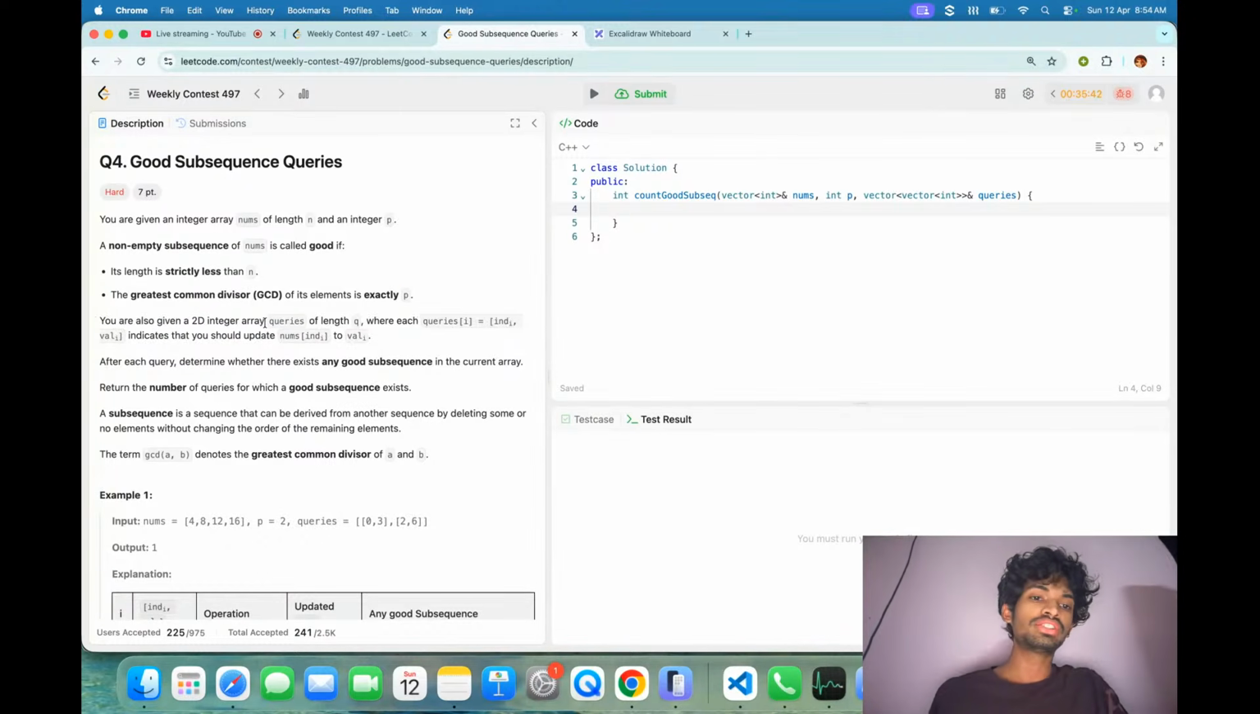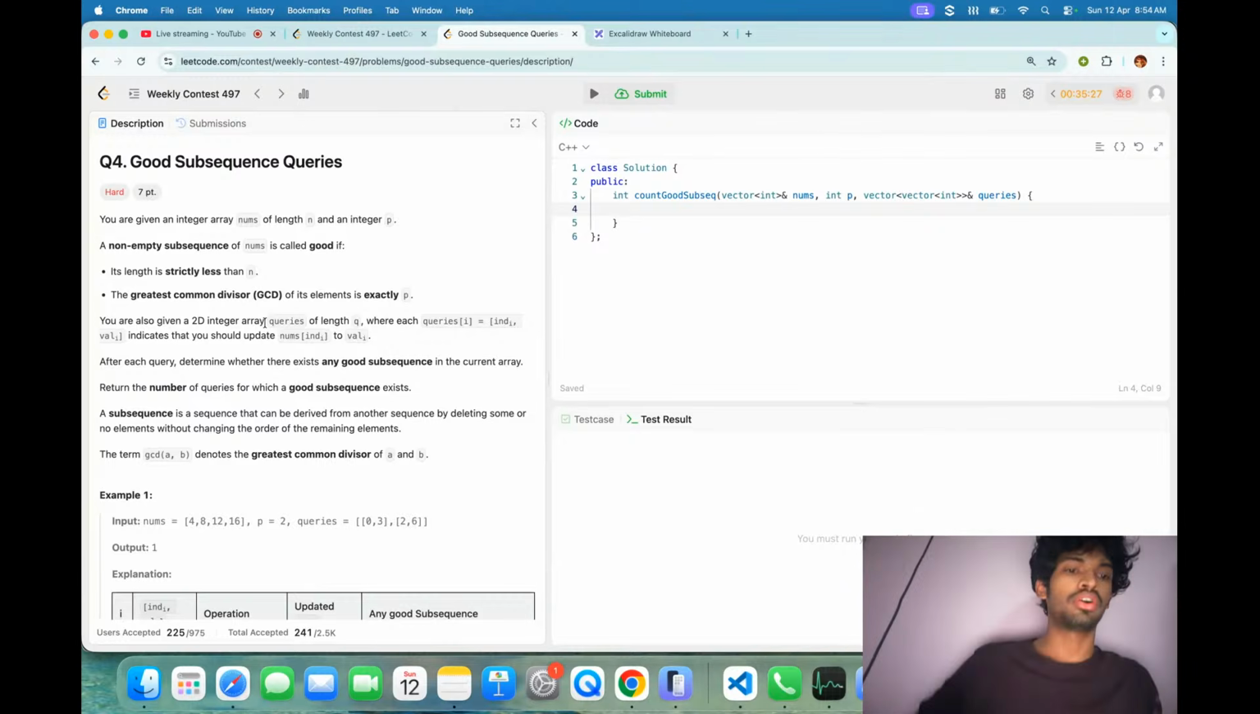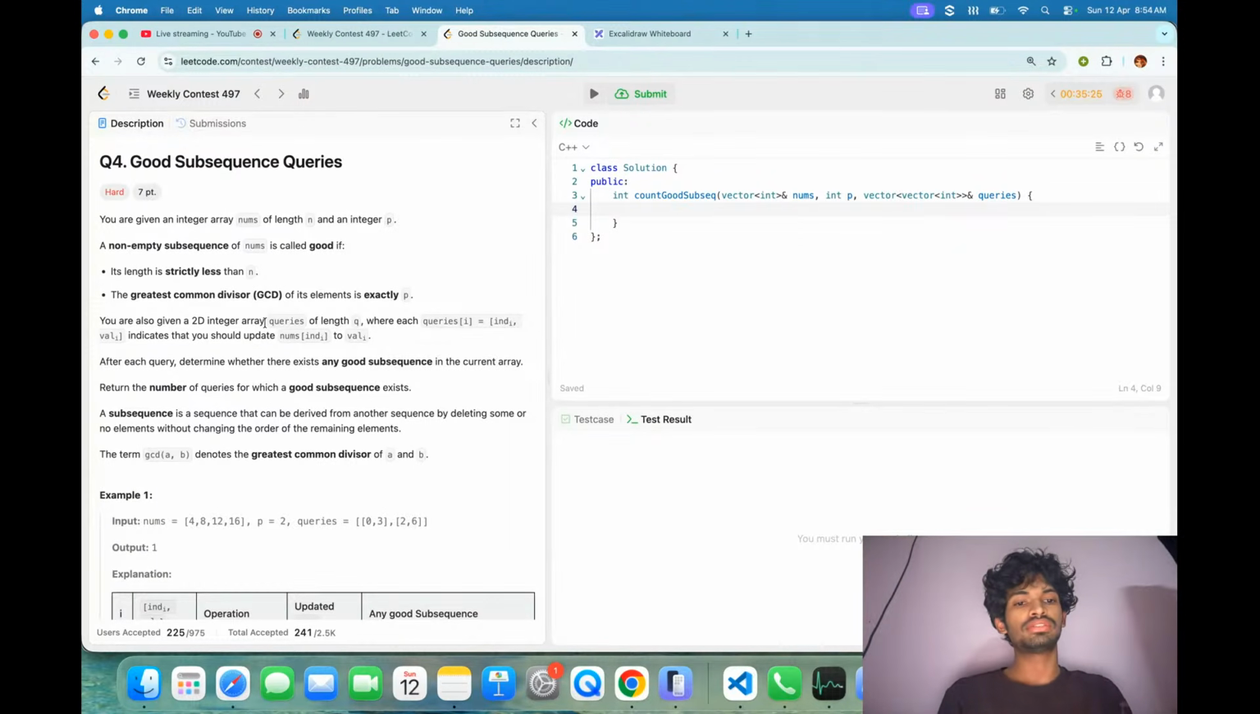You're also given a 2D integer array queries of length q, where each queries[i] equals [index_i, val_i], which indicates that you should update nums[index_i] to val_i. So you have queries. After each query, determine whether there exists any good subsequence in the current array or not. Return the number of queries for which a good subsequence exists. So it seems not that difficult, right? You have to keep doing updates. First solve the problem for one.